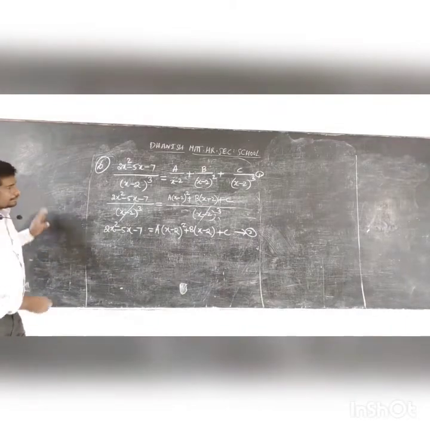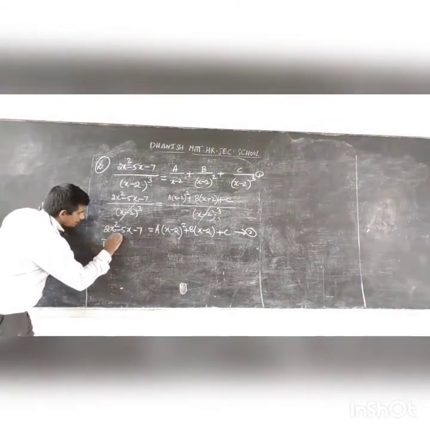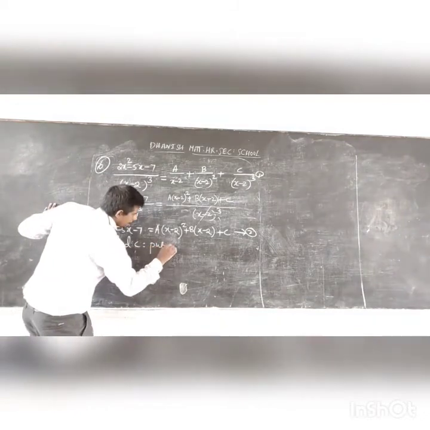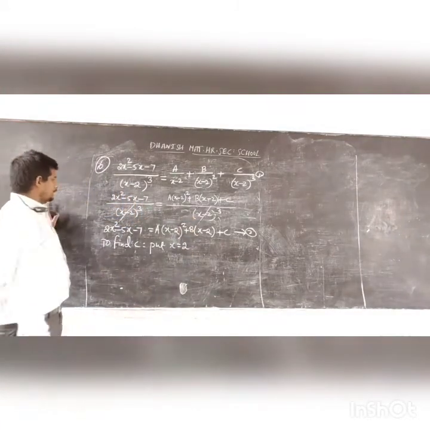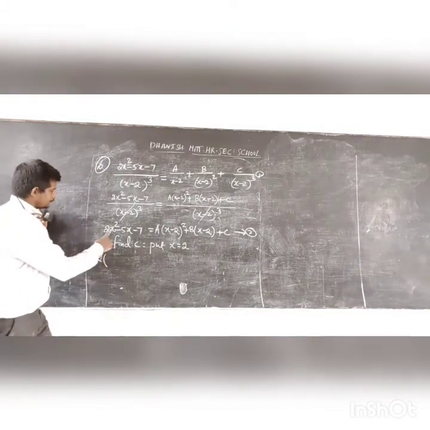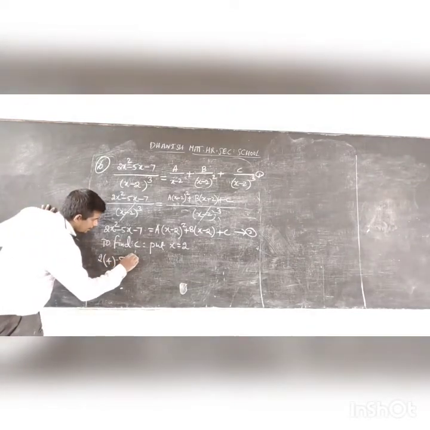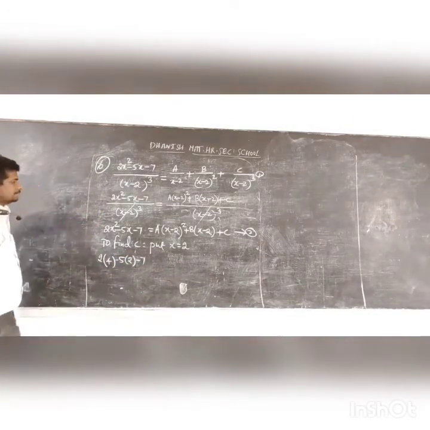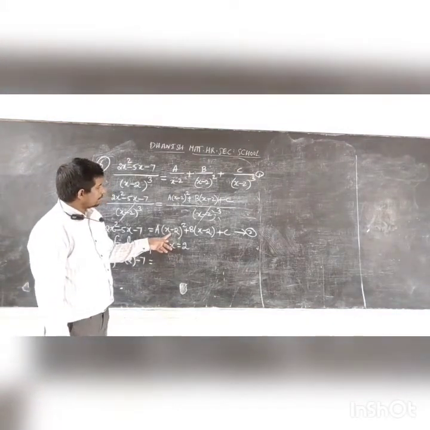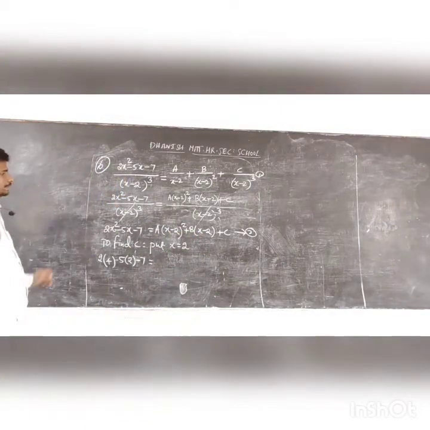So I am going to put x as 2 in order to find c. First we can find c. Put x as 2. 2 into 4 minus 5 into 2 minus 7 equal to, if I put x as 2 in this, it will become 0. This term also will be 0.